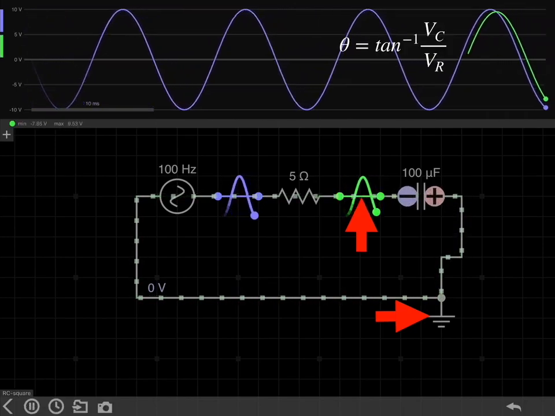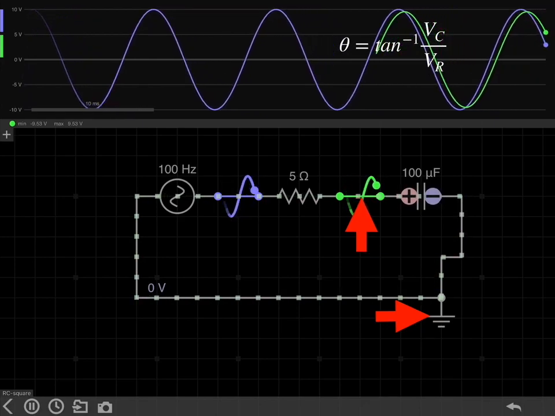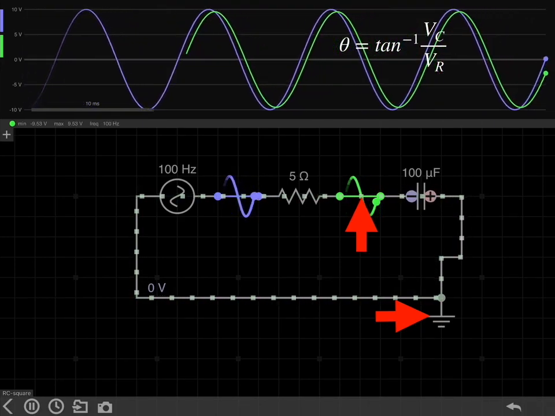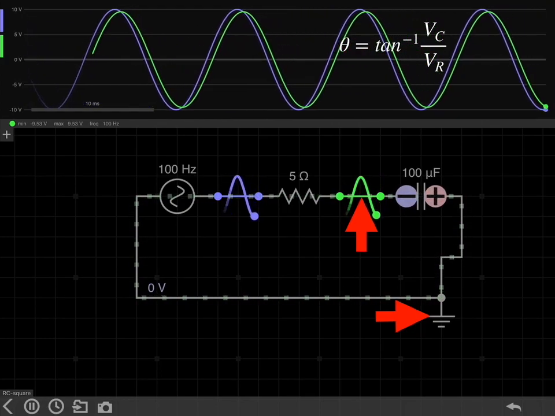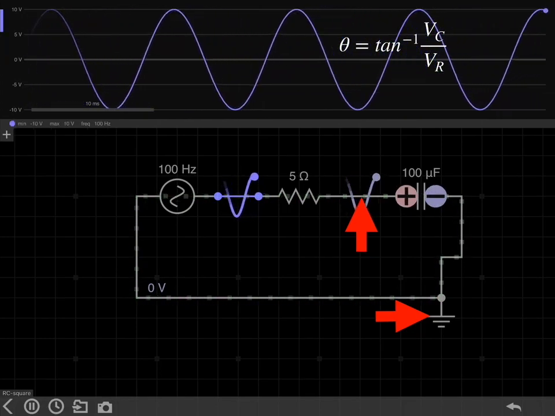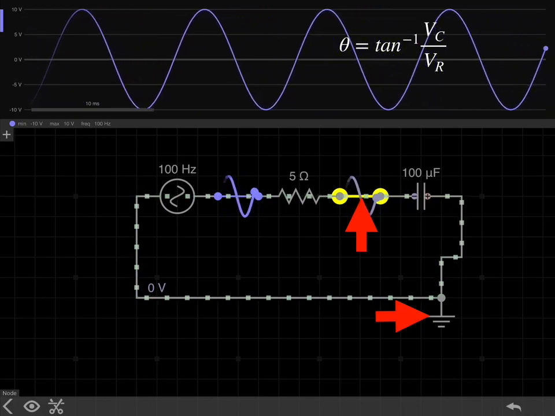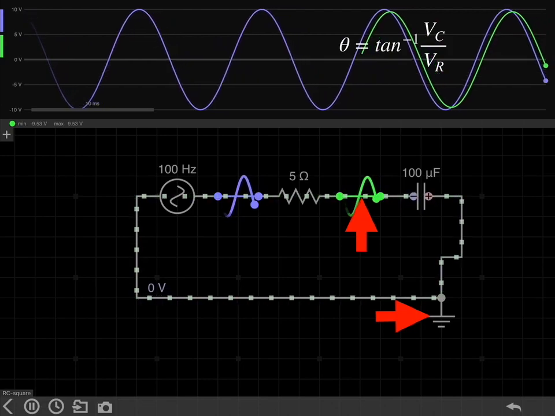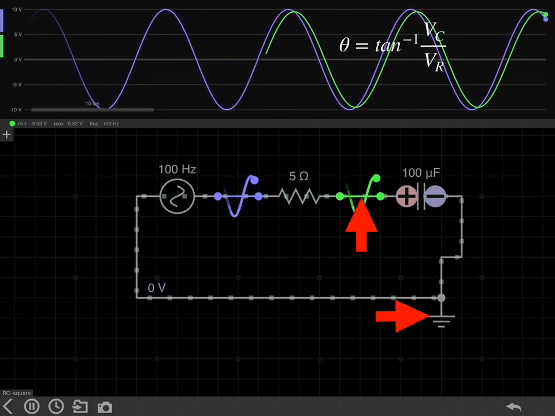Let us also give this lag an algebraic expression. By phase, we mean angle, indicated as theta, that can be computed as the inverse tangent of the ratio between the voltage across the cap and the resistor. We're going to figure out a bit later in this presentation why theta is calculated as shown.